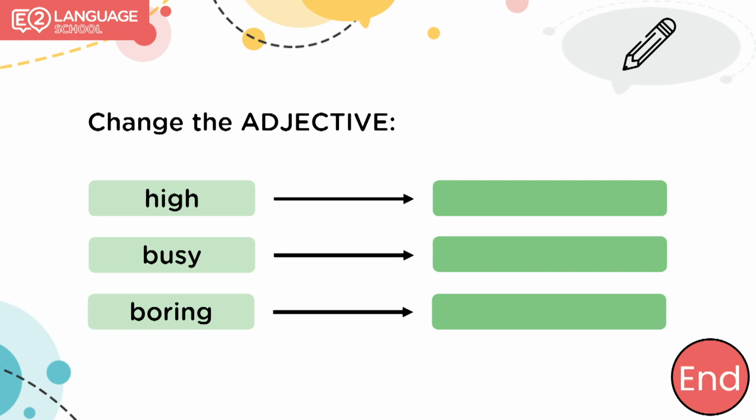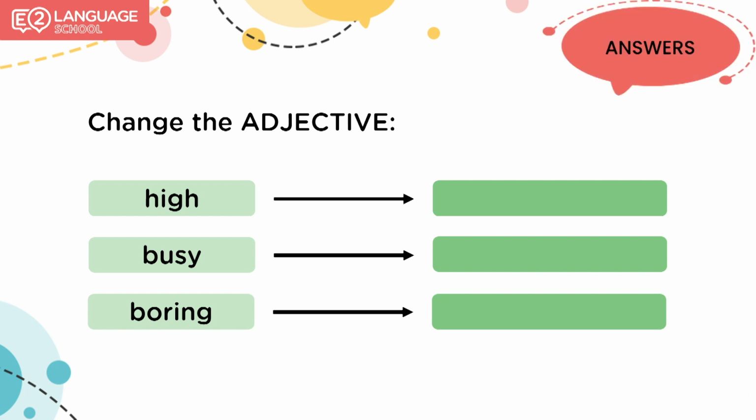Okay, how did you go? Let's take a look at the answers together. So, high becomes higher. Okay, next, busy becomes busier. And busy is a 2-syllable word and it ends in Y. So remember, when the adjective ends in Y, we delete the Y and we add IER.